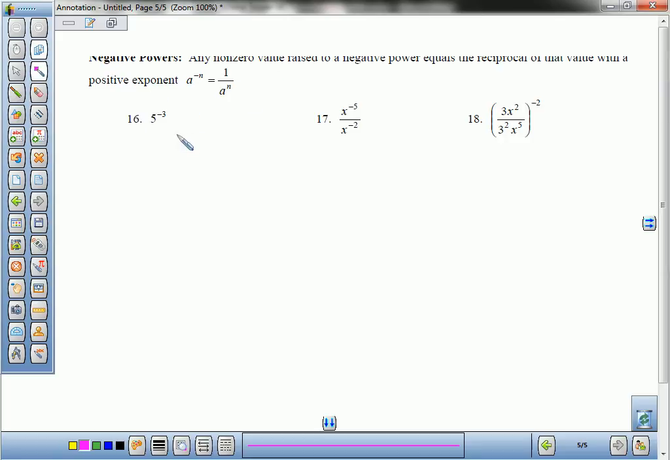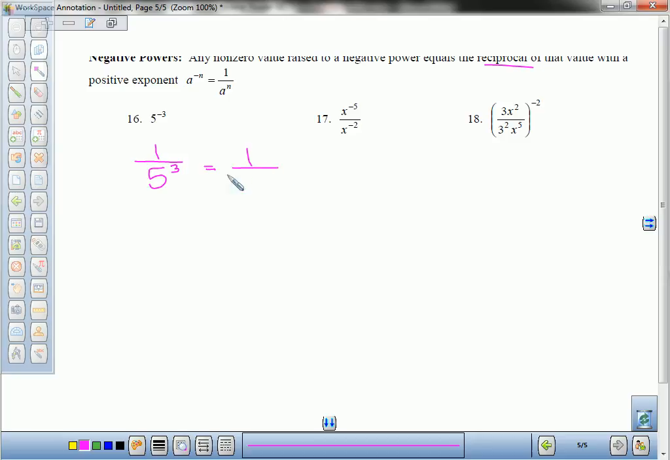So, with a negative exponent, we need to think reciprocal. With a negative exponent, you think reciprocal. So 5 to the negative 3rd is really 1 over 5 to the 3rd. We do the reciprocal. So this becomes 1 over, what is 5 to the 3rd? 125.